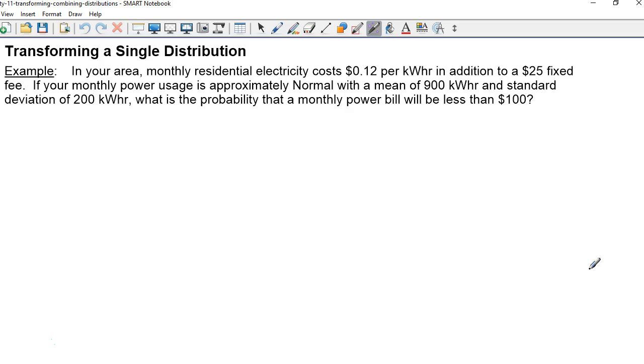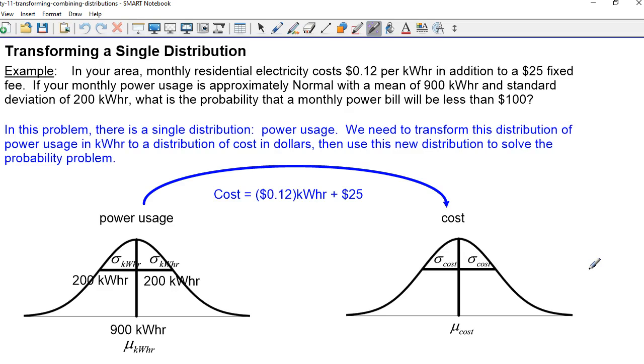Okay, so for us to compute that, we're going to need normal CDF, and we're going to have a normal curve. But the normal curve is going to have to be the normal curve representing the total monthly bill cost. The normal curve we have right now is about the power usage. So we're going to have to take a power usage normal curve and transform it into a cost normal curve. Okay, there is a single distribution, power usage, but we can transform it.